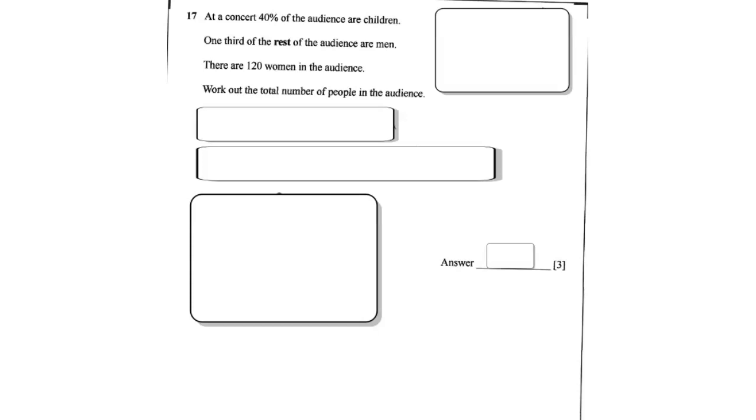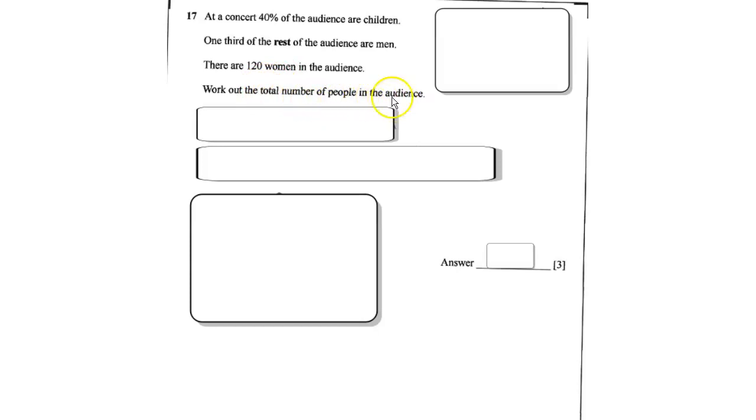For question 17: at a concert, 40% of the audience are children. 1/3 of the rest of the audience are men. There are 120 women in the audience. Work out the total number of people in the audience.